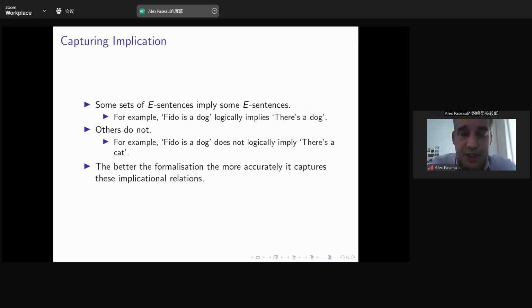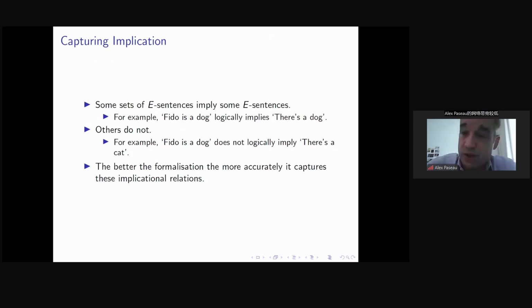Some sets of English sentences imply some other English sentences, okay? So for example, it seems that Fido's a dog implies there is a dog, okay? So we've got an implication relation there. Others do not. For example, Fido's a dog does not logically imply there's a cat. So there are some implications between English sentences and others, or, more generally, some sets of English sentences and other English sentences. And in other cases, there is no such implication.